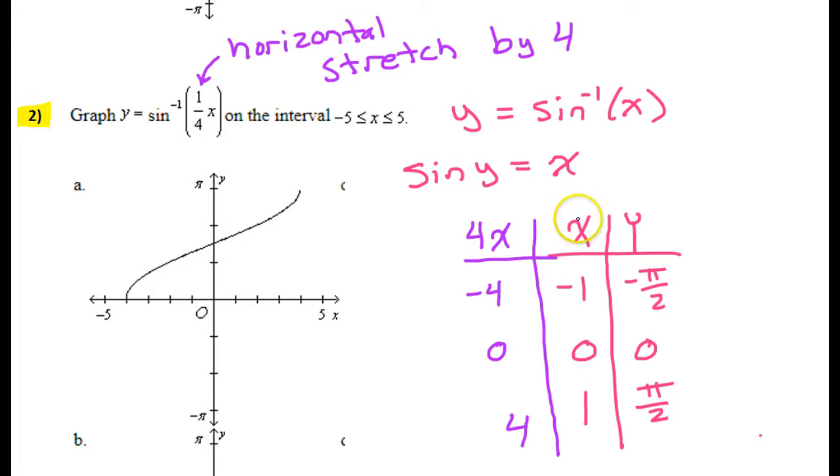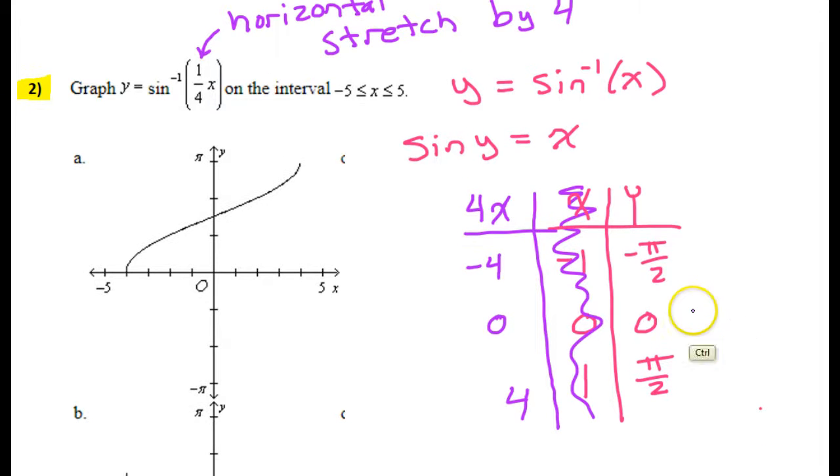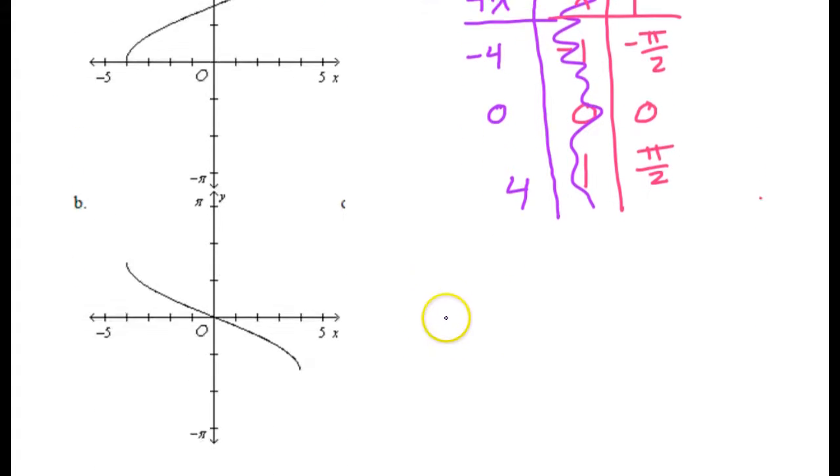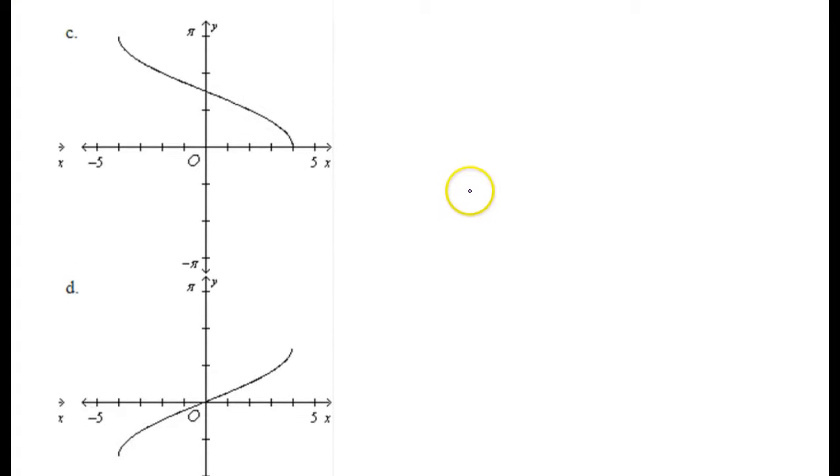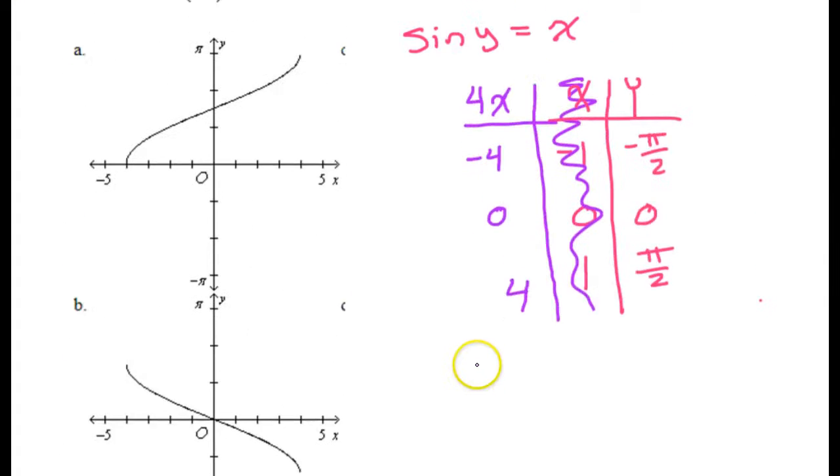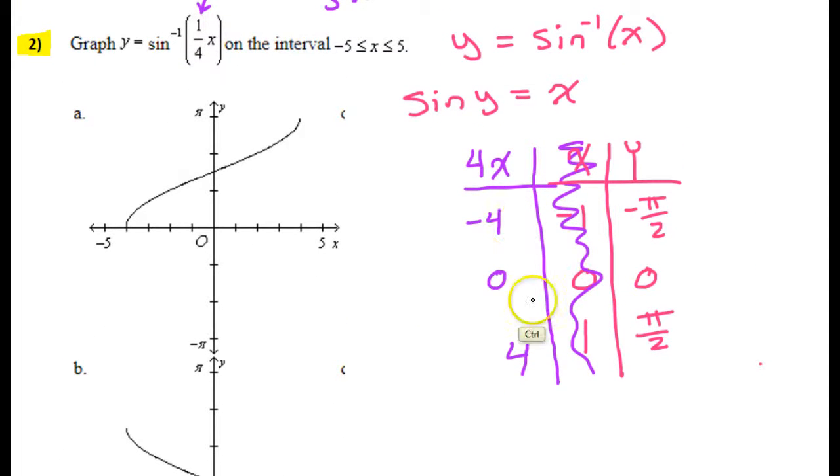Okay, so these are my new x values, so I can really throw away my old x values. So these are the coordinates of 3 points on my graph: -4, comma, -pi/2; 0, comma, 0; and 4, comma, pi/2. So basically, I'm going to look through these options, and I'm going to pick the one that matches the 3 points I just found. Let's start with 0, comma, 0, because that's going to be the most obvious.